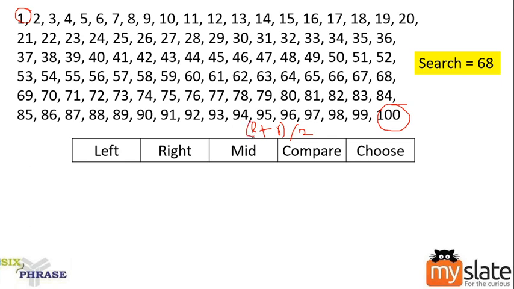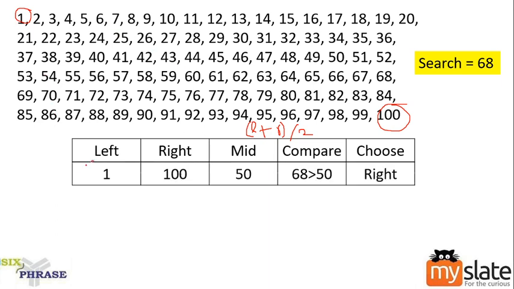In the first scenario, the leftmost value is 1 and the rightmost value is 100. 1 plus 100 divided by 2 will give you 50. Don't consider the float terms, consider integer terms. It will give the answer as 50. We are searching for 68. I have obtained 50. Compare them. 68 is greater than the mid value. Your search value is greater than the middle value.